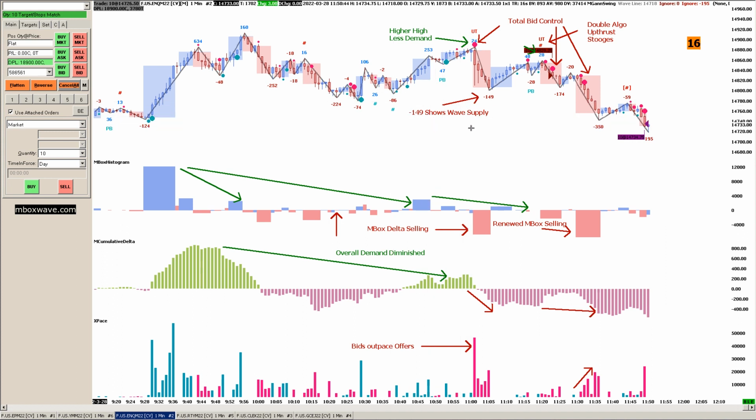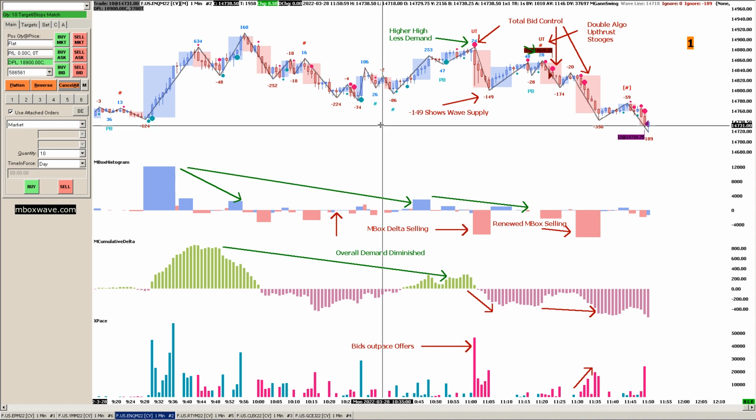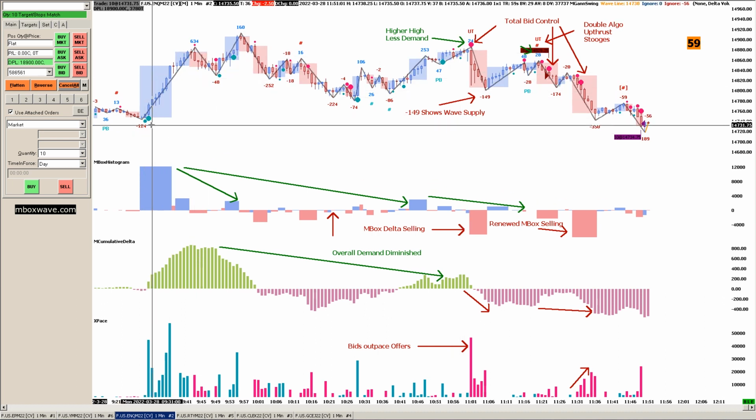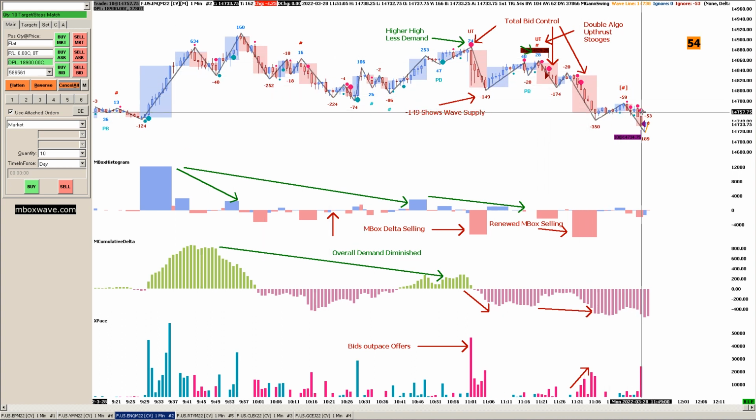For me, this was a relatively easy read. Everything lined up. The analysis was pretty clear to me. And so that's what the deal is with the MBoxWave 3.0 and the Precision Delta. So the Precision Delta is used for these numbers in the Gann swing.